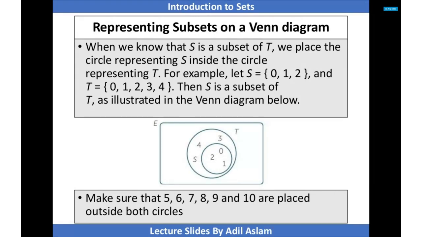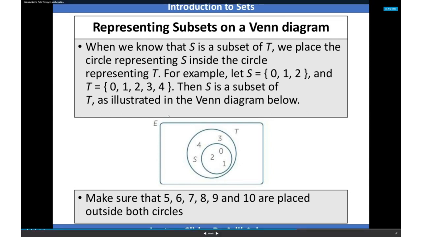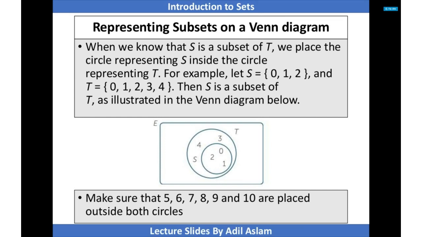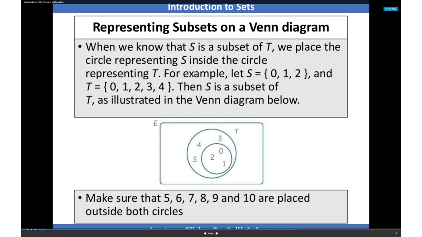So if S was 0, 1, 2, and T is 0, 1, 2, 3, 4, then from our definition of a subset, S qualifies to be a proper subset of T. Therefore, in terms of Venn representation, S is inside T. 0, 1, 2 is inside, and 4, 3 are outside. So in totality, T is S plus 4 and 3. Okay.